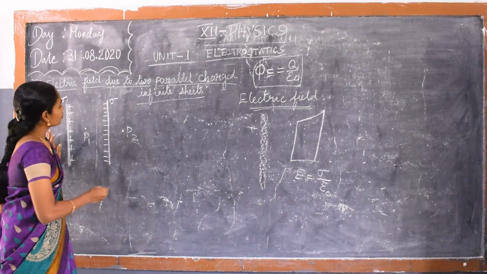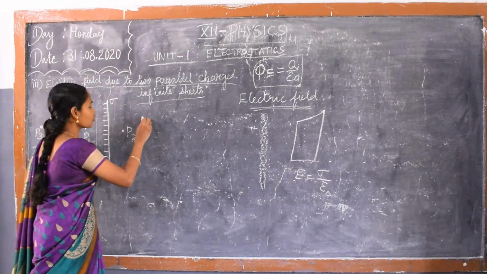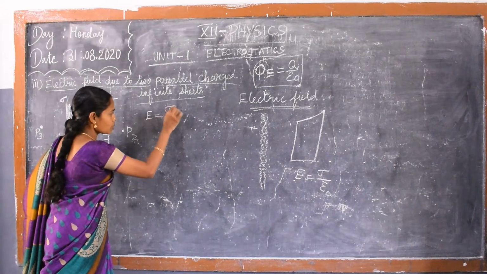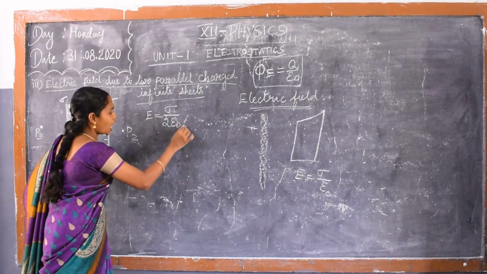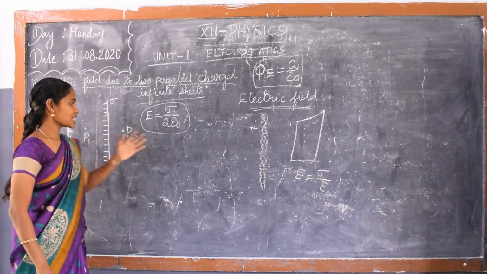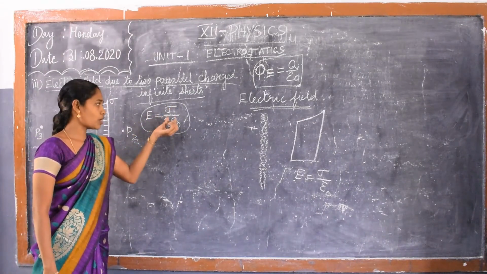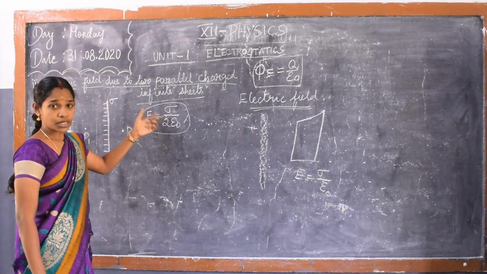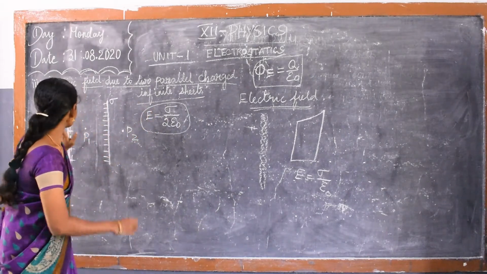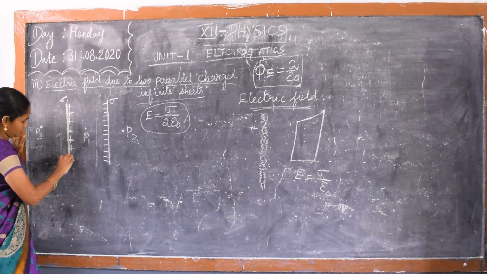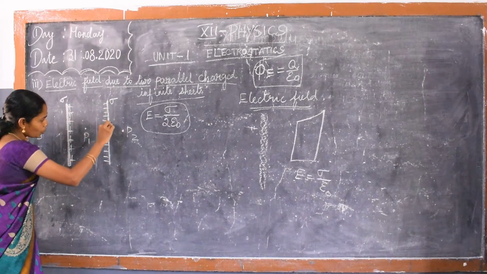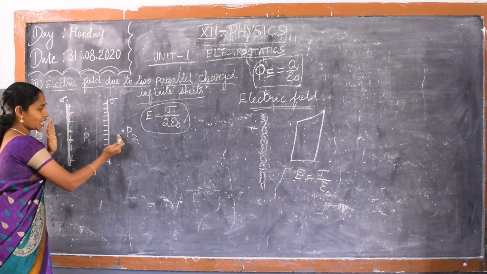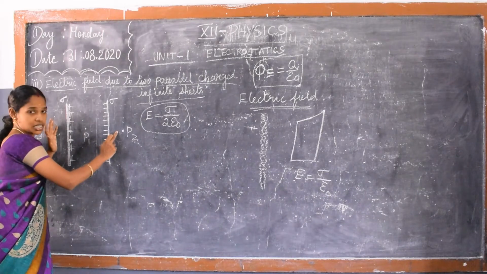The magnitude of electric field on either side of a charged sheet is equal to E, which is equal to sigma by 2 epsilon naught. Already we found this equation in our previous class. E is equal to sigma divided by 2 epsilon naught. This is the electric field value on either side of a plane sheet. So this is our two parallel plane sheets. Now we will calculate the electric field due to these two parallel plane sheets.